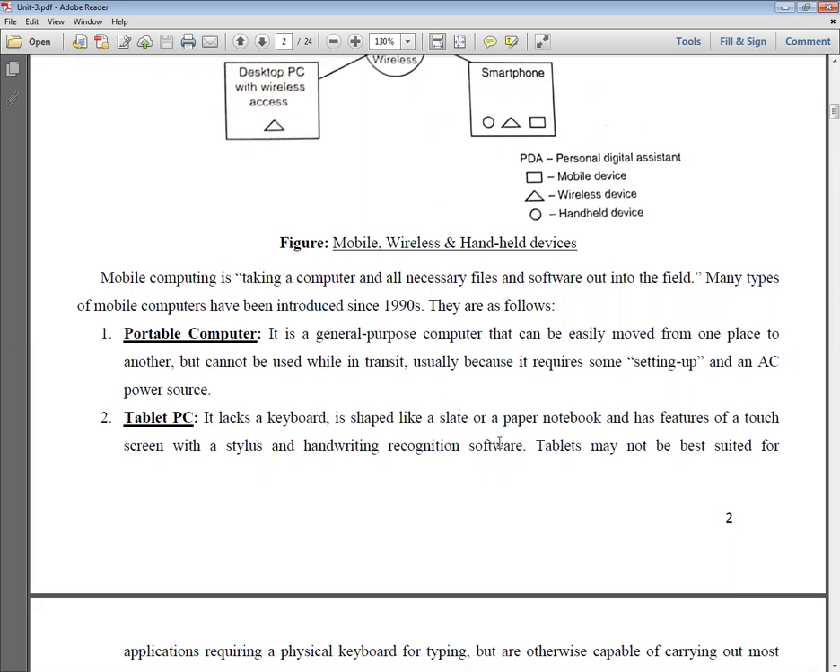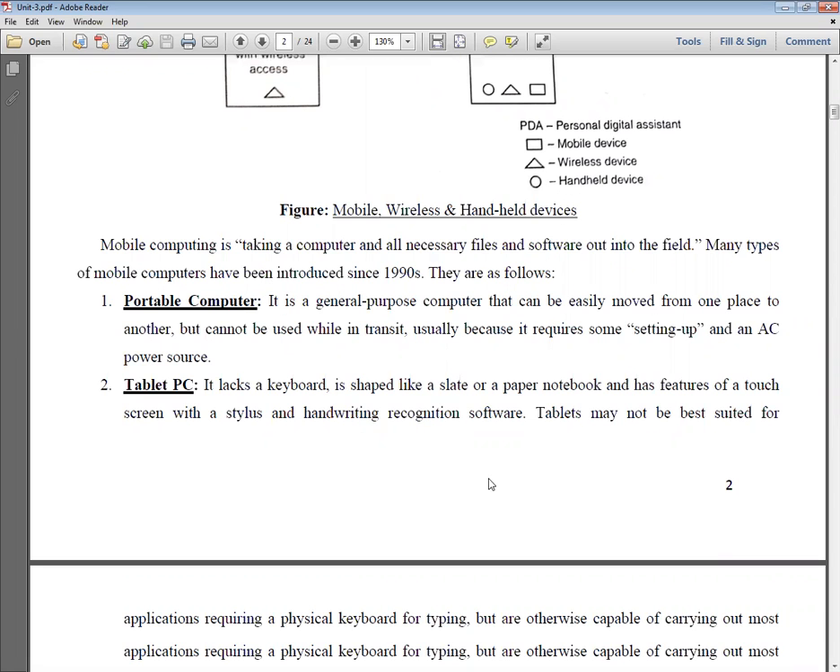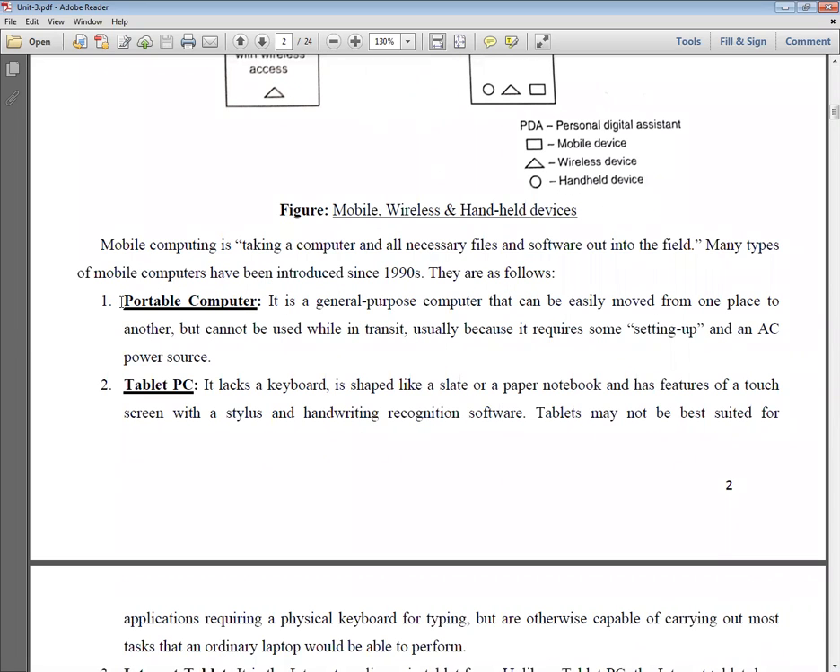Fifth one is ultra mobile PC. Sixth one, smartphone. Seventh one, carputer. And the last one is Fly Fusion Pentop computer. So now what we are going to do is discuss all these 8 types of mobile computers. These 8 types of computers have been introduced since the 1990s. So we need to discuss these 8 types of mobile computers.